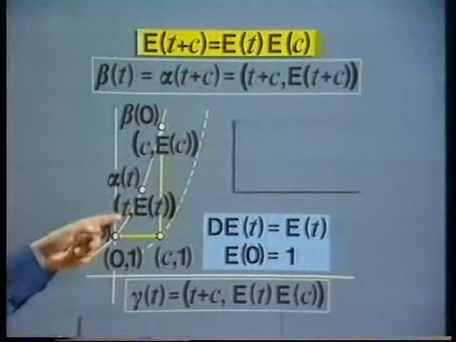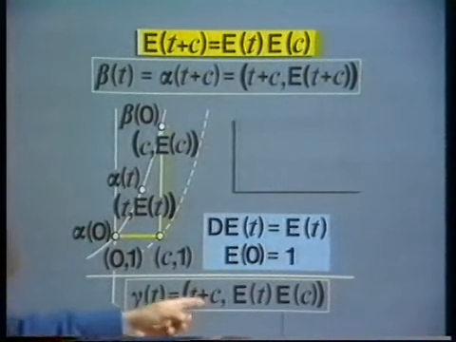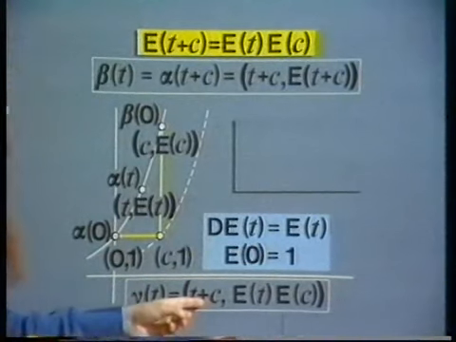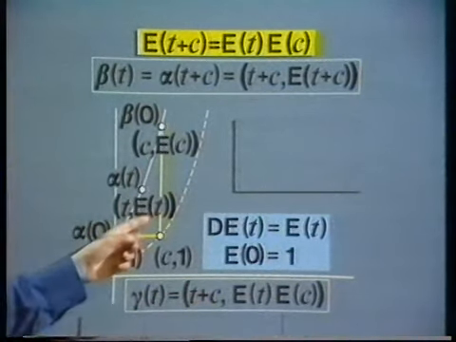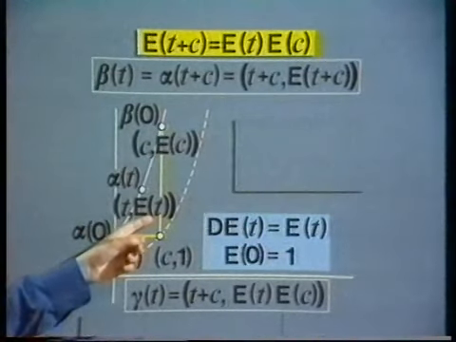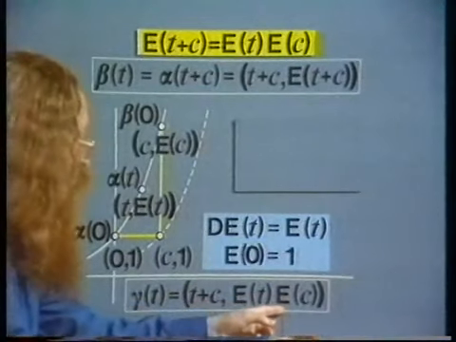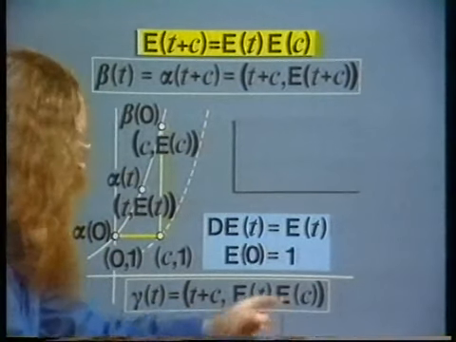Why is that? That's because when we translate to the right, t becomes t plus c, and when we stretch in the y direction, this is left unchanged. Now when we translate to the right, the y coordinate remains unchanged, but when we stretch in the y direction, this gets multiplied by the factor E of c.